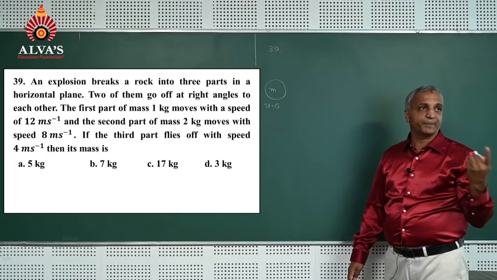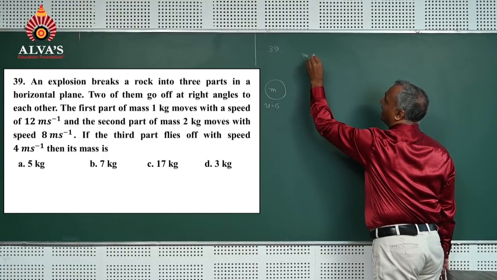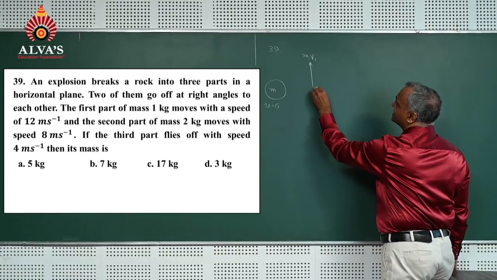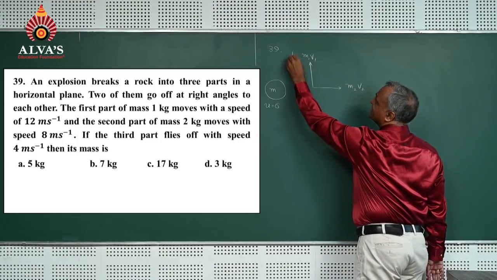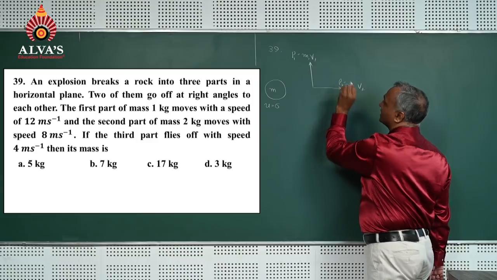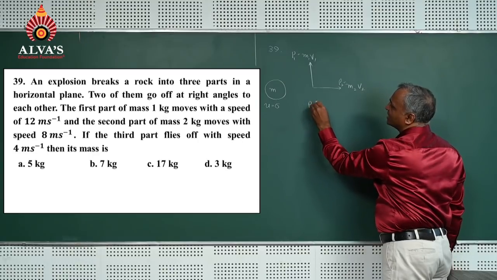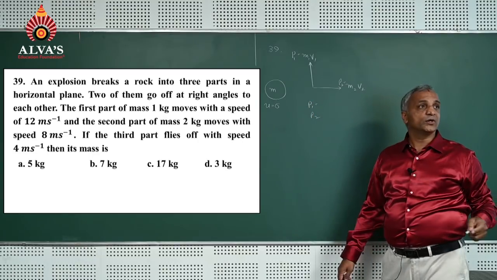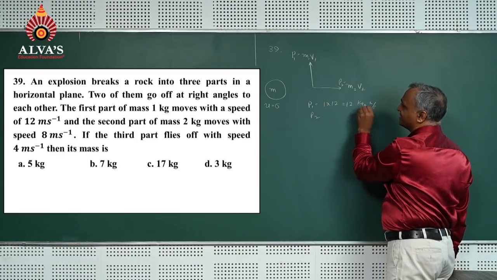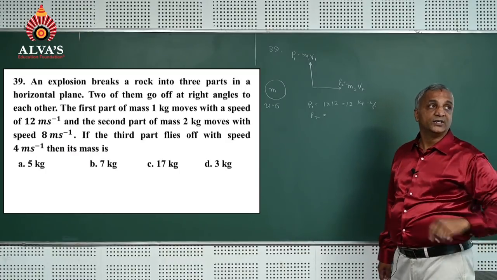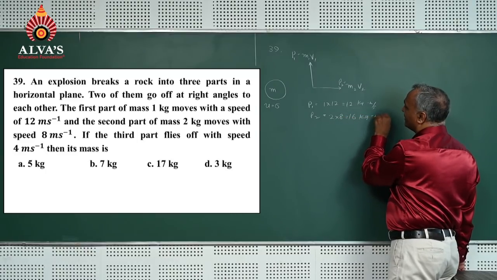It explodes into 3 pieces. 2 of them will go perpendicular to each other, it is given. Suppose this is m1 moving with velocity v1, and this one is m2 moving with velocity v2. So this is p1 and this is p2. They are the momenta of the 2 particles. First I'll find out p1 and p2. p1 is equal to 1 into 12, so it is 12 kg meter per second, and p2 is 2 into 8, which is 16 kg meter per second.